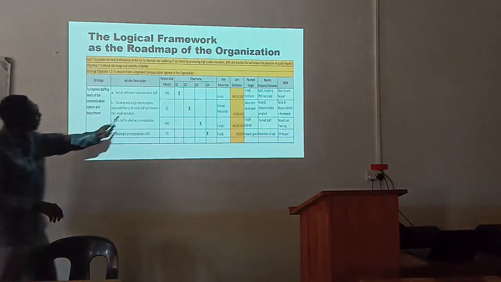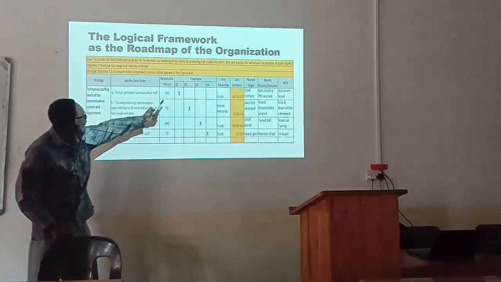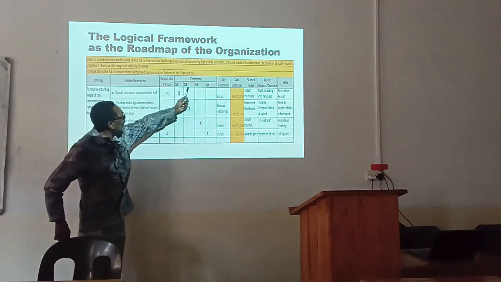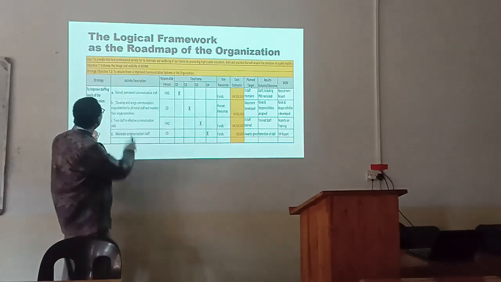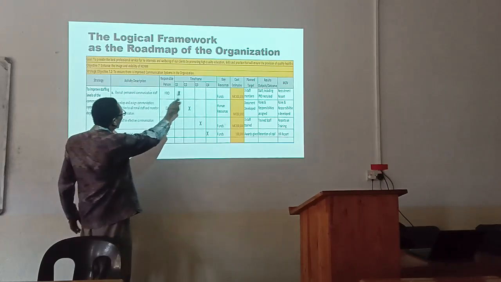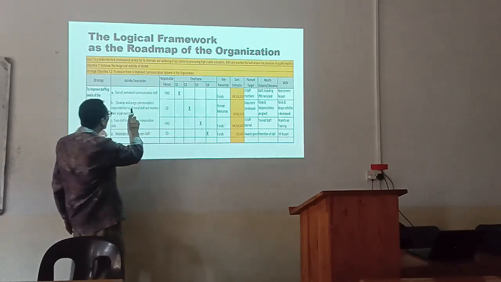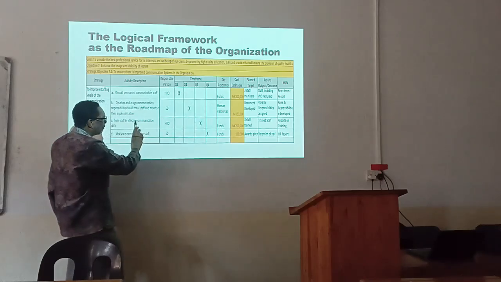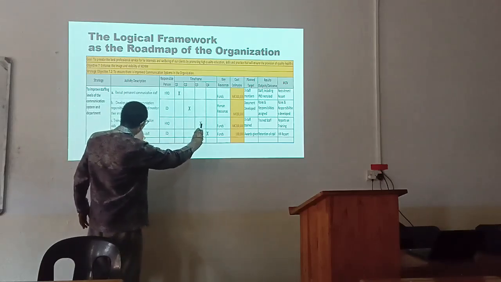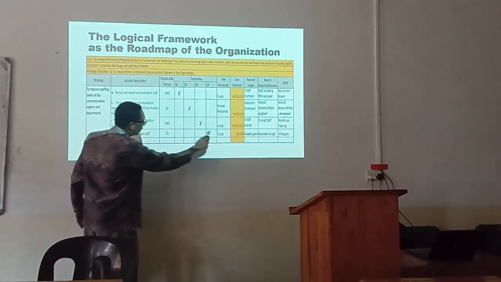So here we have the time frame, Q1, Q2, Q3, Q4. So it shows that this one must be done by Q1. This one must be done by Q2. This one must be done by Q3. This one must be done by Q4.